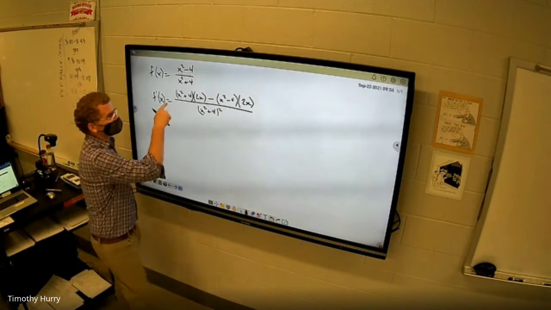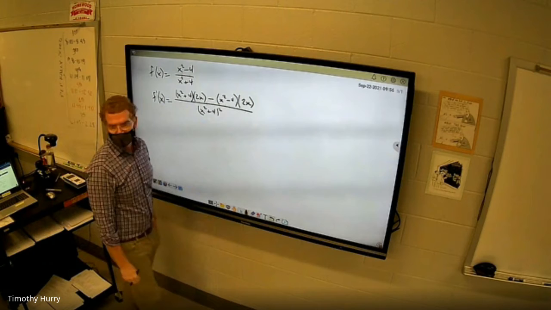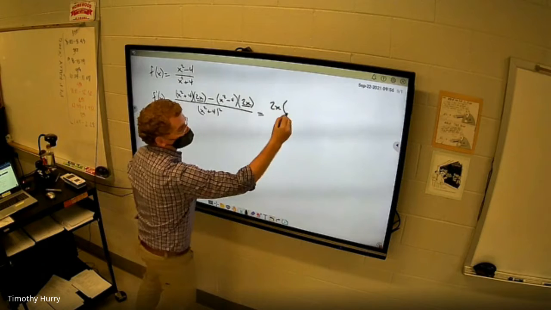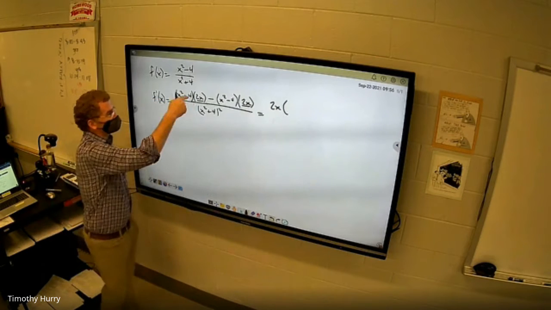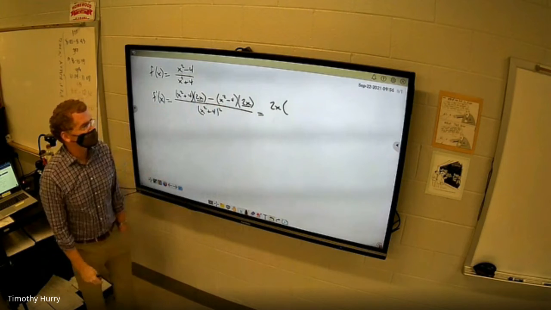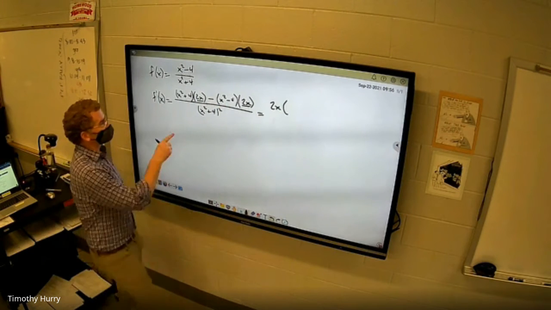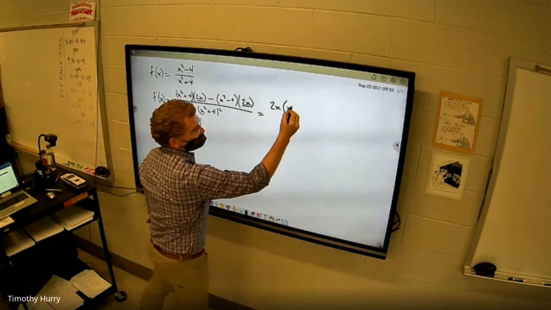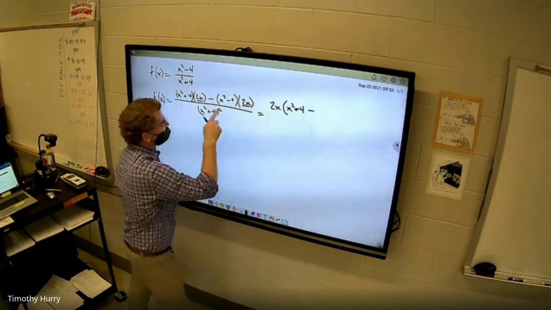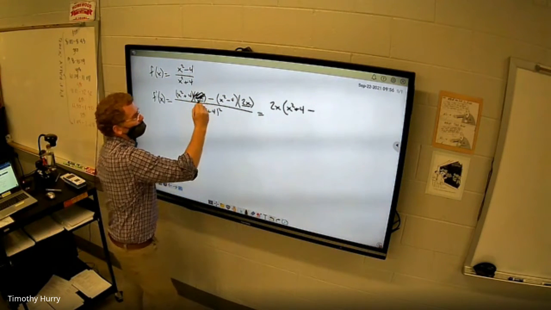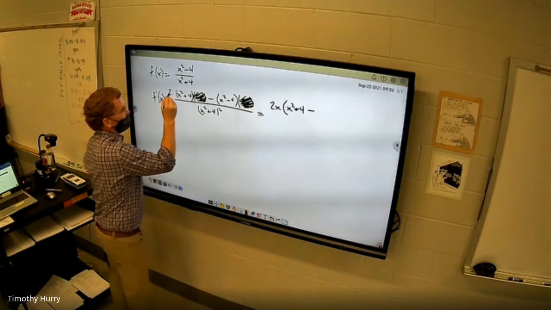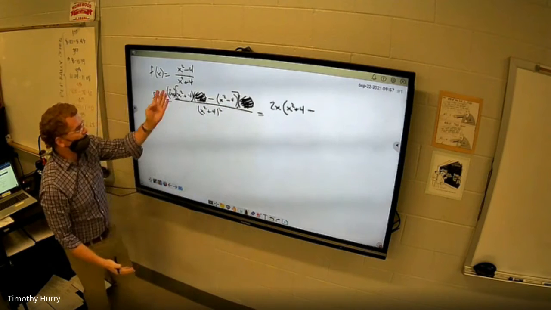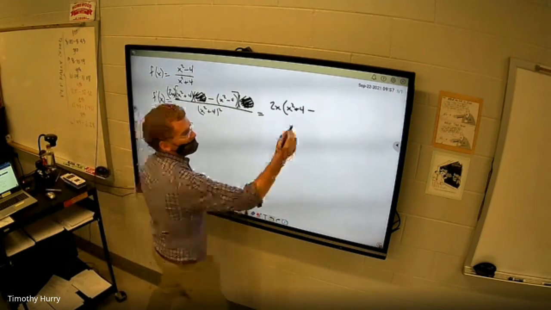So before I start distributing everything out, couldn't I look at this and factor out a 2x? Wouldn't that maybe be helpful, rather than distributing it in and getting an x cubed? I could factor out the 2x and I'm left with what? X squared plus 4 minus what? Because think about it, if I pull the 2x out of there, I'm left with this x squared plus 4 minus x squared plus 4, as I distribute.